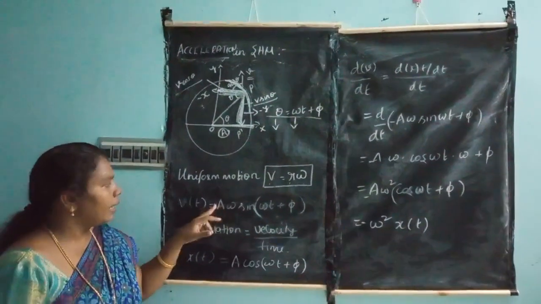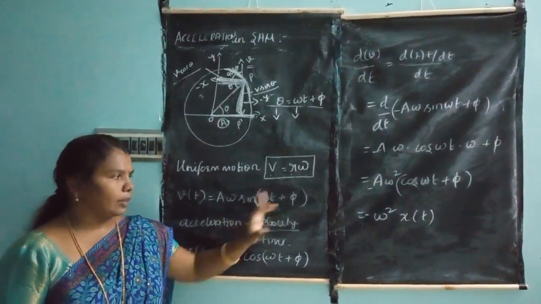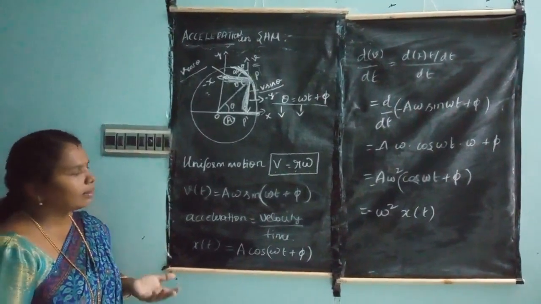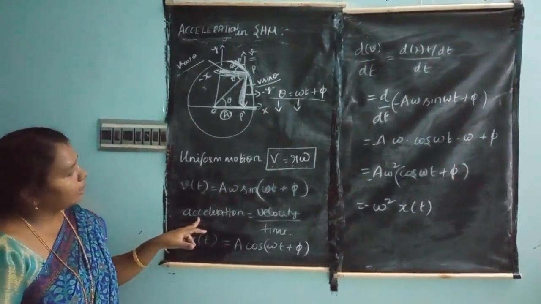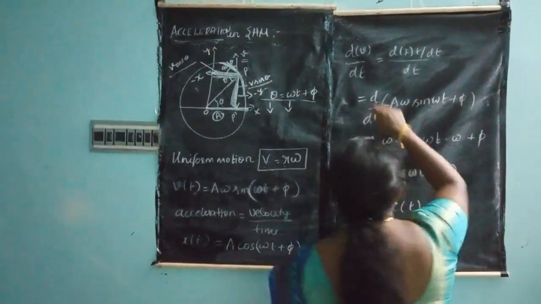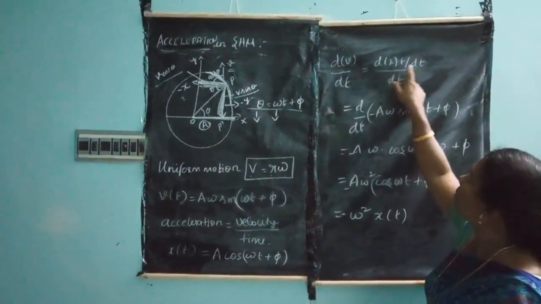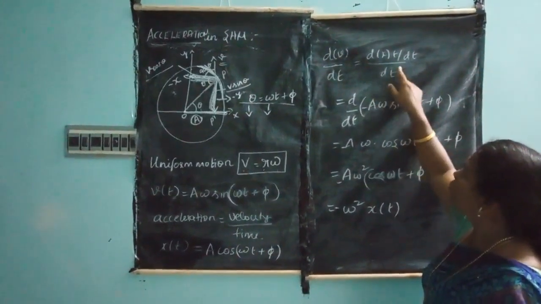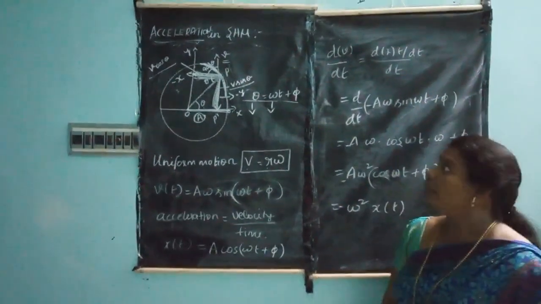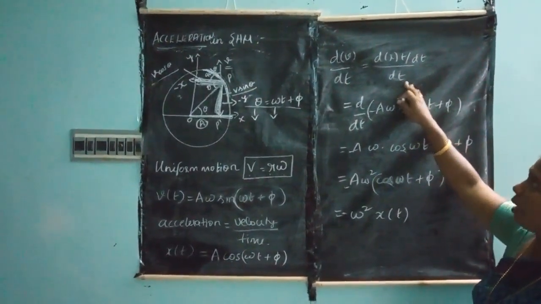So what is the velocity? A omega, where a means the radius, and omega, and sin(omega t plus phi). This is the relationship I got for the velocity. Now I need the acceleration term. You know the formula: acceleration is equal to velocity divided by time taken. The velocity is distance divided by time taken, divided by dt. In short you can write it as d of x comma t divided by dt square. So acceleration is equal to d square x divided by dt square.